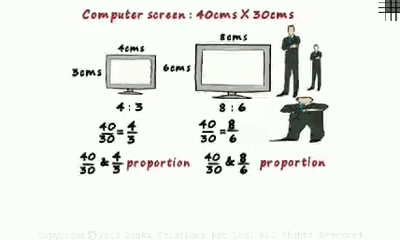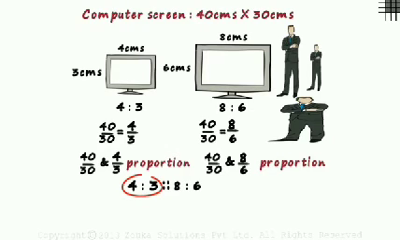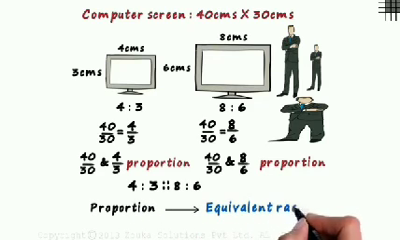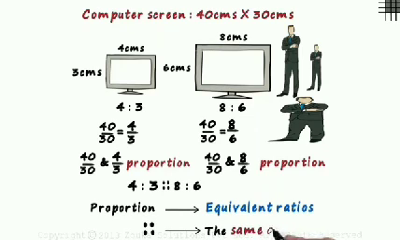There's a special way to write it. We write it as 4:3 :: 8:6. 4:3 simply is the ratio 4/3, and 8:6 is the ratio 8/6. And these two colons in between are used to denote equal ratios. It tells us that this ratio is equal to this ratio. Remember, proportion simply means equivalent ratios. And this symbol means the same as or equal to. So this can be read as 4:3 is the same as 8:6.